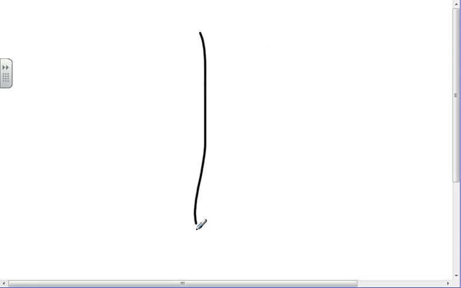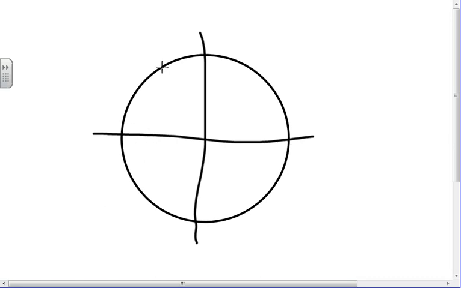So I have this thingy here, and I'm going to put a unit circle on it. Okay, here we go, unit circle. Now, the thing about a unit circle is, what's the radius of a unit circle?